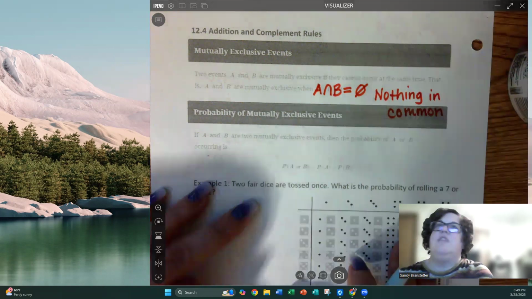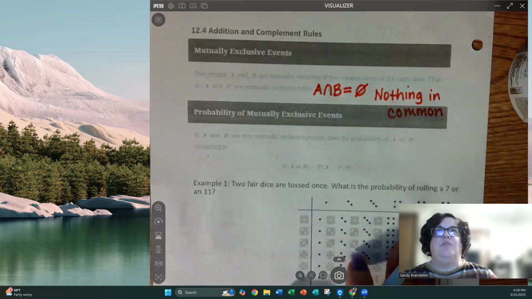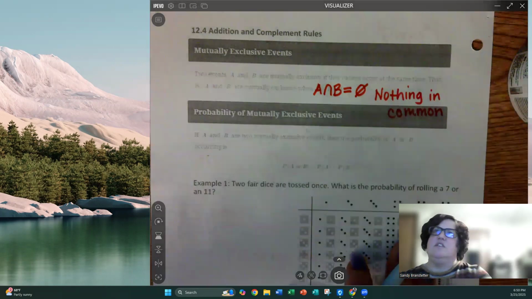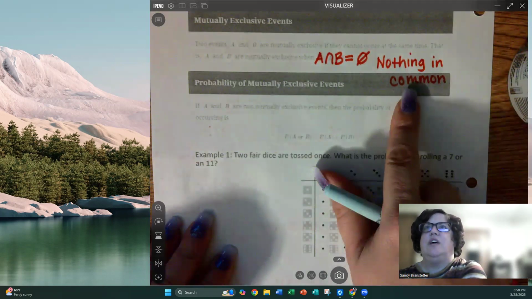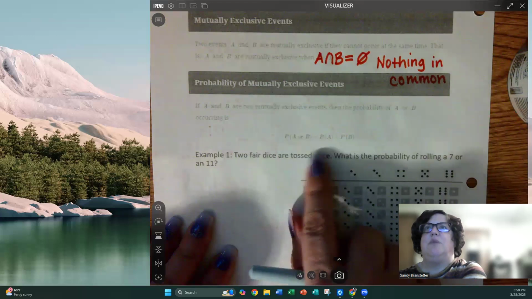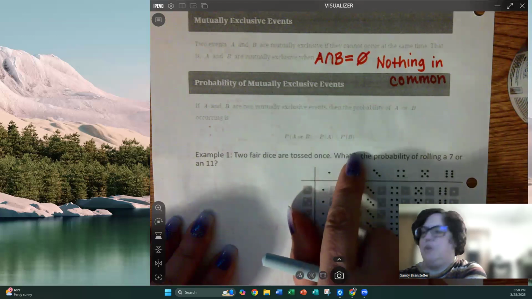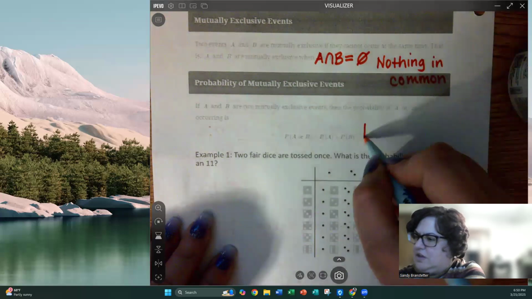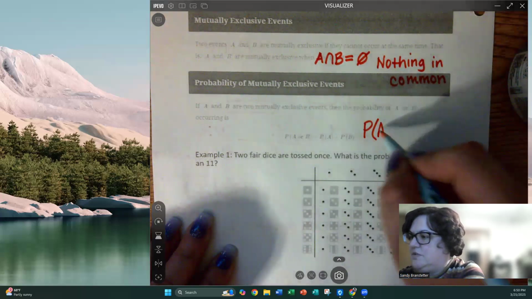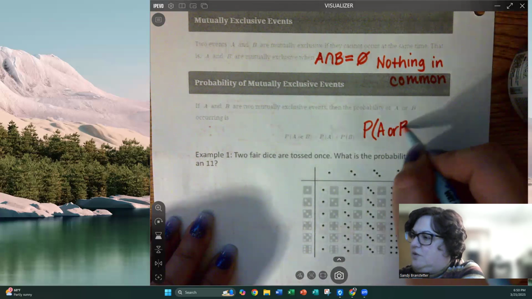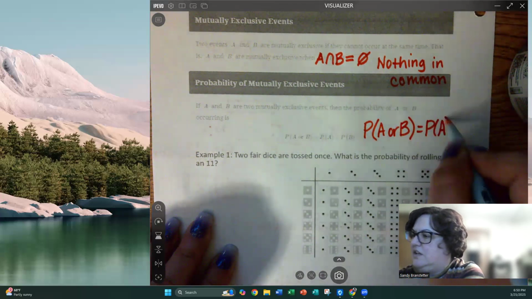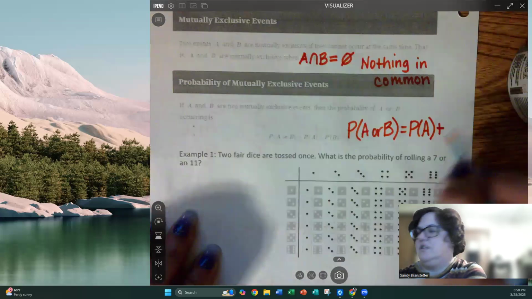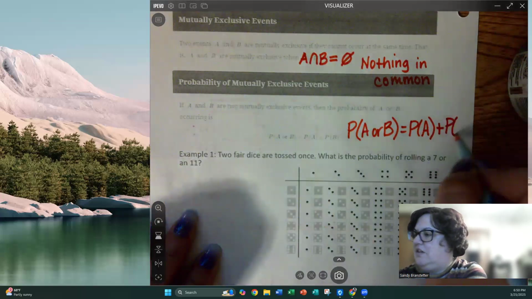So we're going to find the probability of mutually exclusive events. The probability of A or B occurring is the same as the probability of A plus the probability of B. Again, I'll write that in case you're having trouble seeing it. The probability of A or B equals the probability of A plus the probability of B.